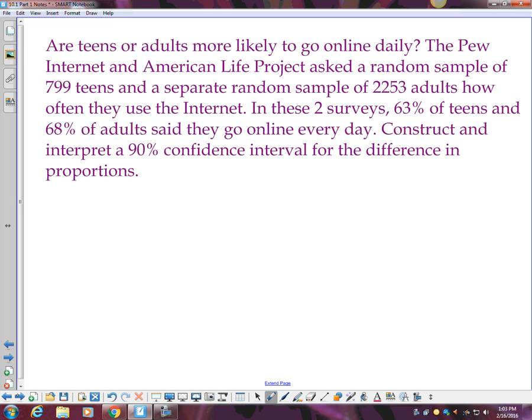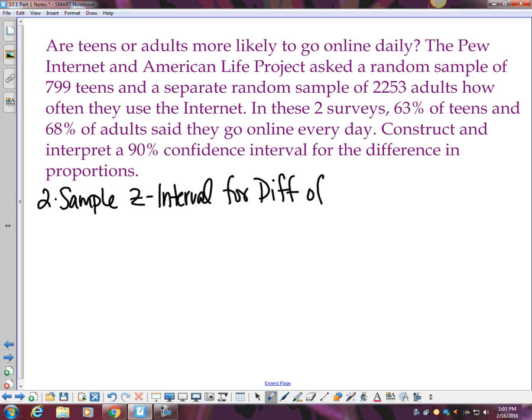Okay, so first things first, what are we? We are a two sample Z interval, not test, for difference of proportions. Now, did they say which minus which? They didn't specifically say that. So over here, I'm just going to go teens minus adults, just to sort of state it out there in the open.